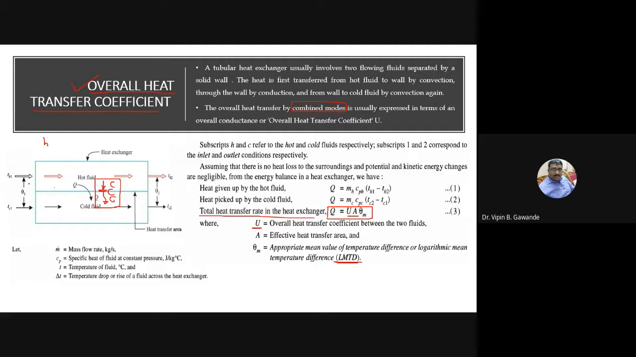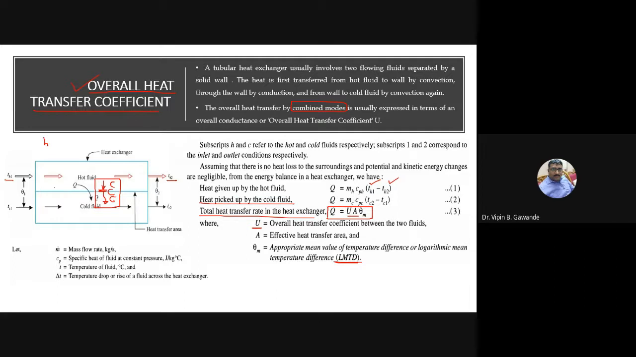Now what will be the temperature difference for the hot fluid? It is higher temperature minus lower temperature, so TH1 minus TH2 for hot fluid. So TH1 minus TH2. What will be the heat transfer for the cold fluid?